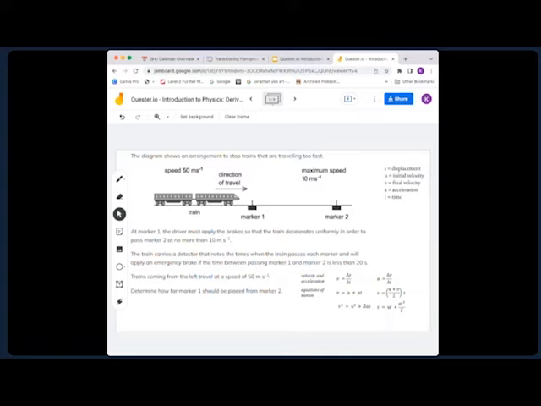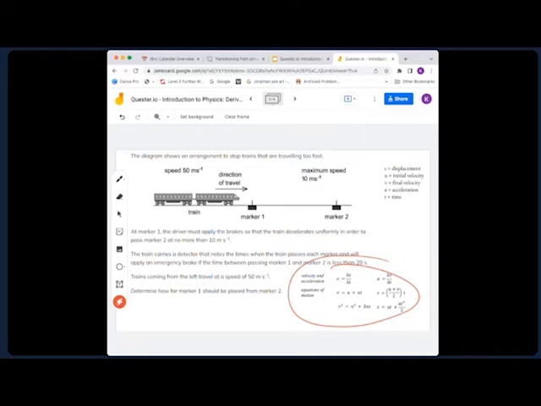Can you guys see that question? Okay, cool. Let me just read it out first. The diagram shows an arrangement to stop trains that are traveling too fast. So this train is traveling too fast, and its initial speed is 50. It says at marker 1, the driver must apply brakes so that the train decelerates uniformly.